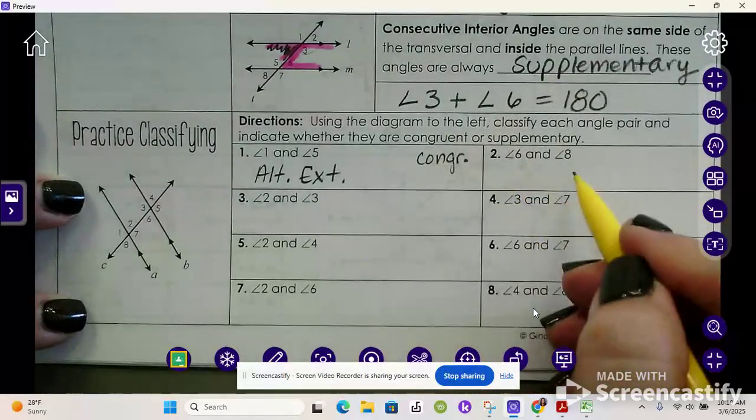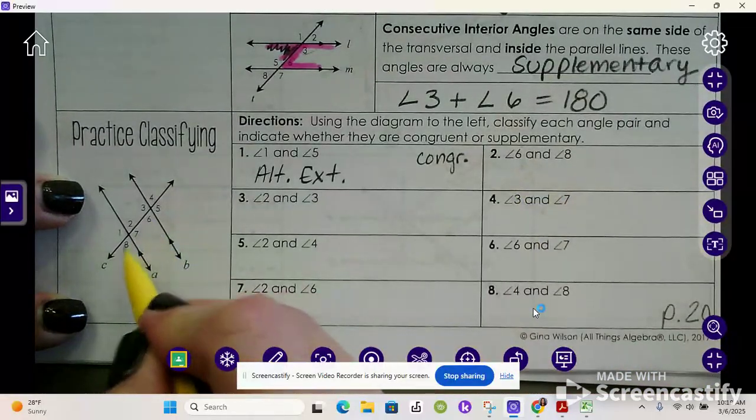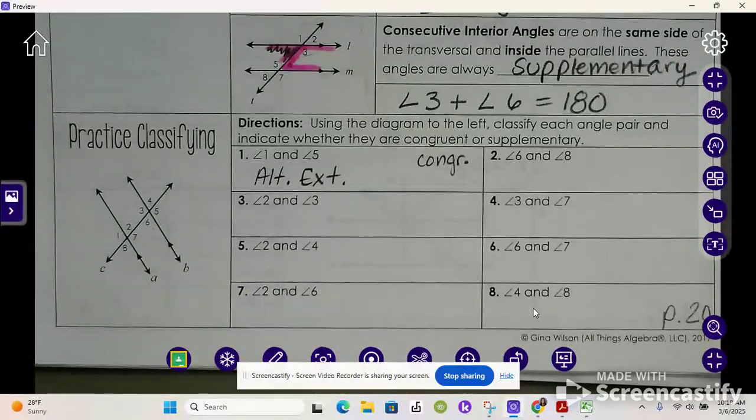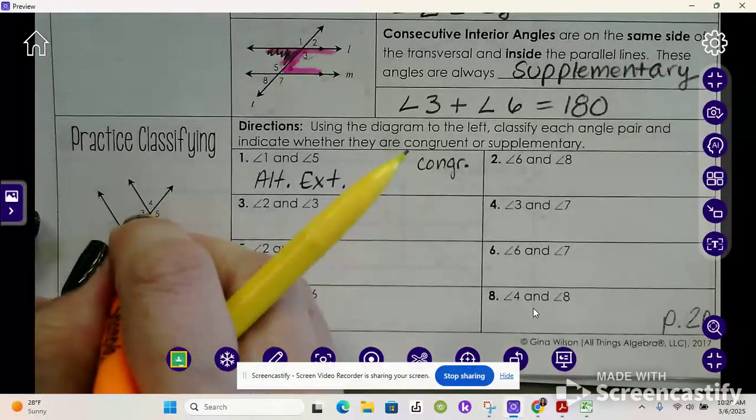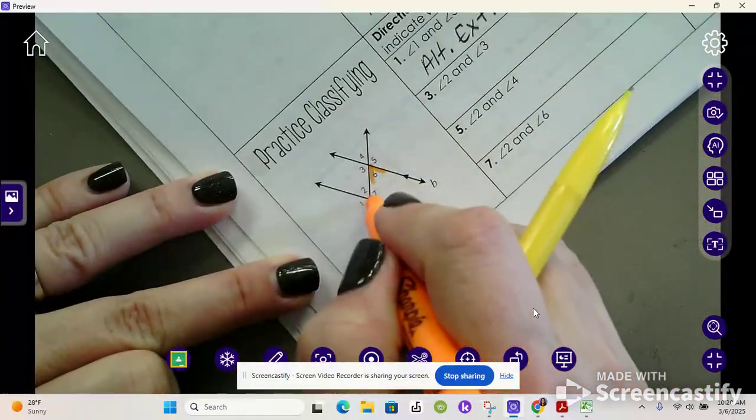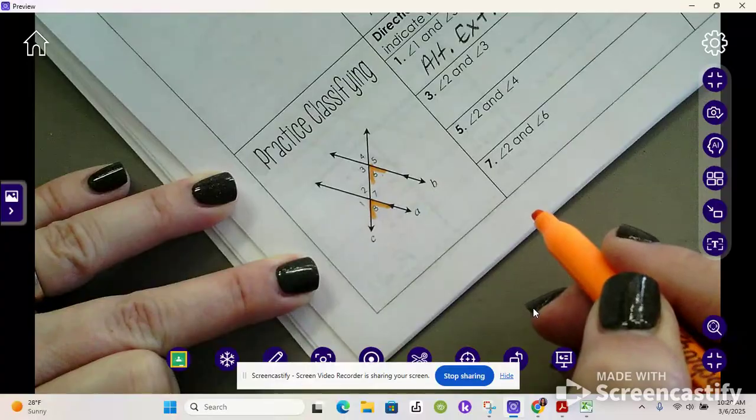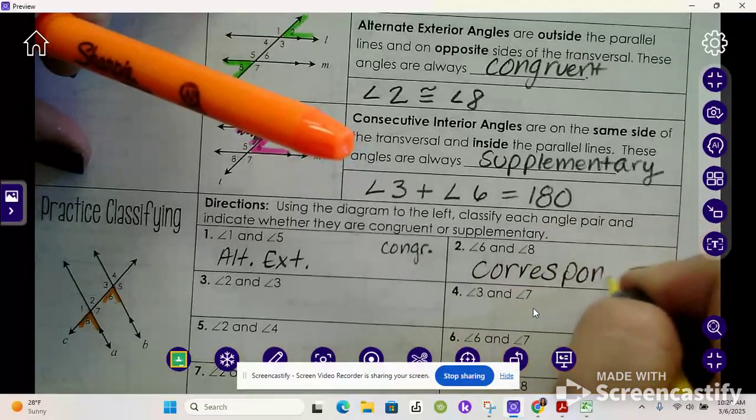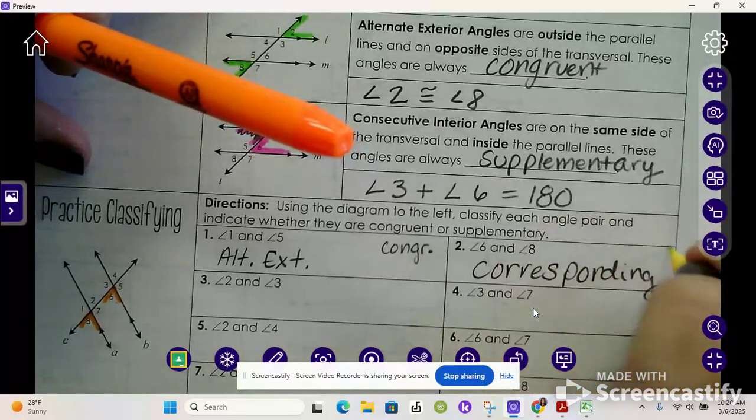Okay, let's look at 6 and 8. So 6 and 8. Okay. So those are called corresponding. They're living in the same spot. This is like the orange one at the top. So if I look at my parallel lines, even if I turn it this way, 6 is in the bottom right corner and so is 8. Okay, so those are called corresponding. They live in the same spot on that street. Corresponding angles are also congruent.